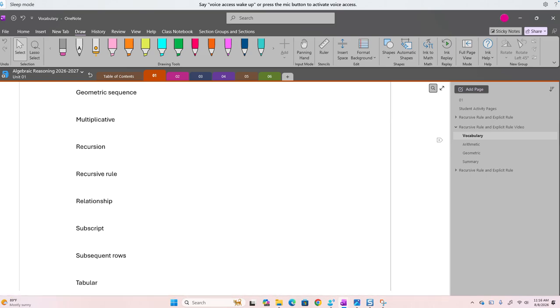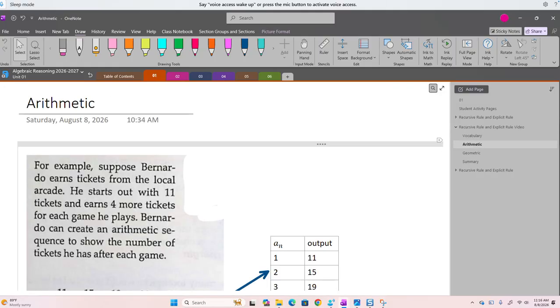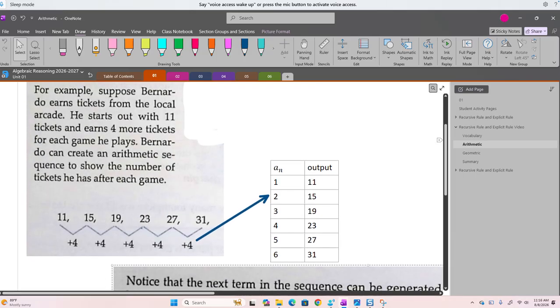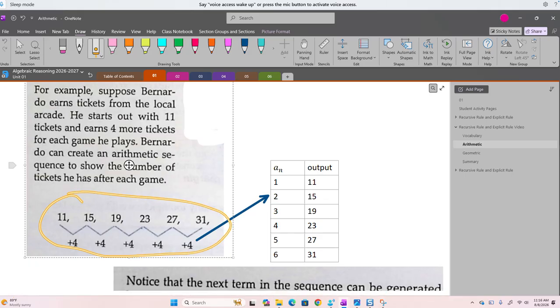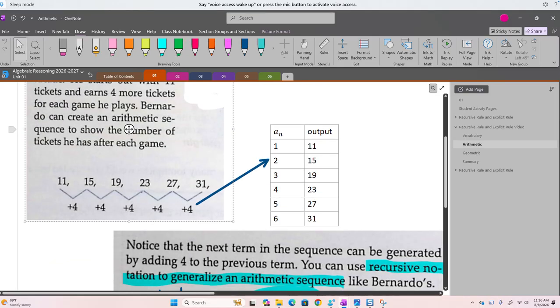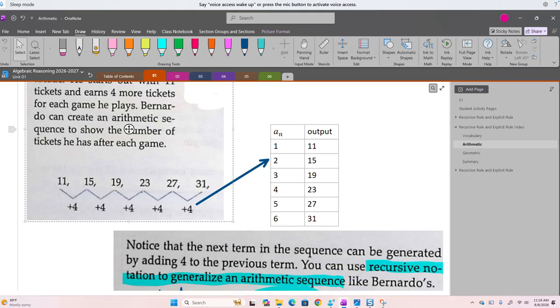And subscript. So let's come on over here to arithmetic. We went ahead and pre-populated some stuff here. There's a reading in the book, and I just took this data and took it from a horizontal to a vertical one that we're much more familiar with. And so I just put down our subscript, our input. Instead of x and y, it's now going to be our a sub n, and our output is going to be tickets earned or whatever. So a sub n just means that we're talking about a sequence and not a function yet. We will eventually get to a function.